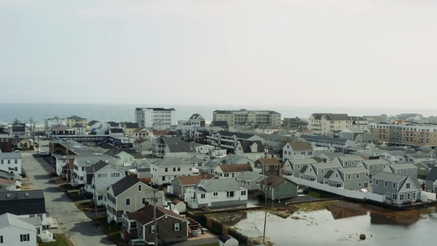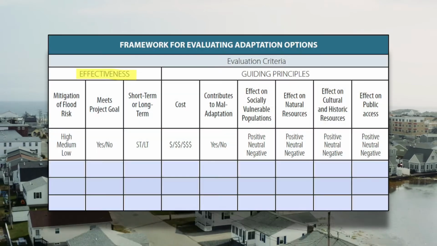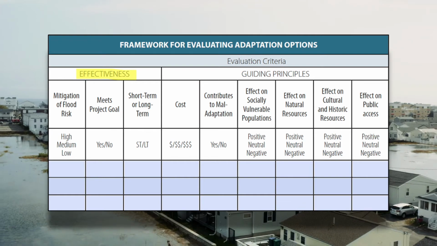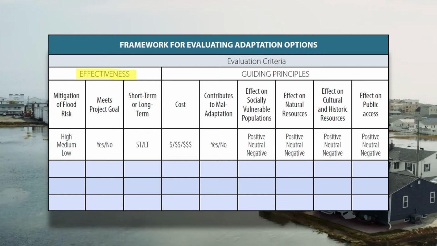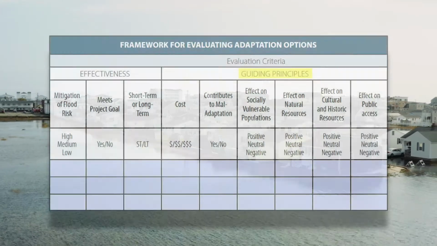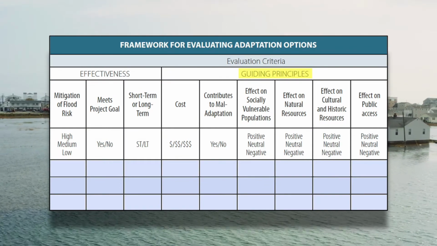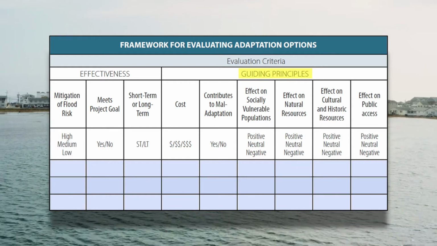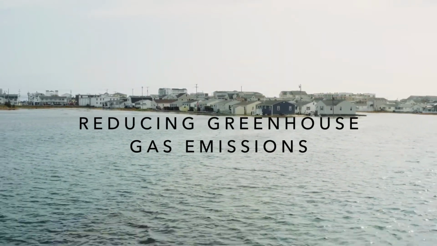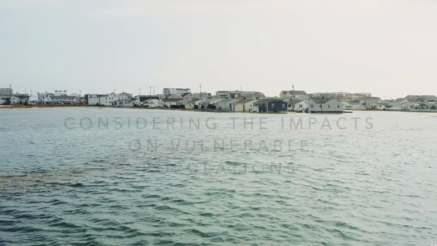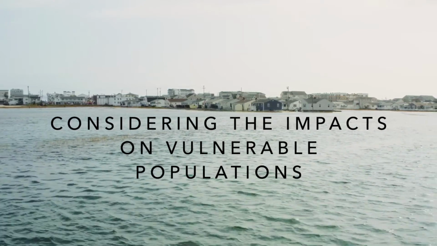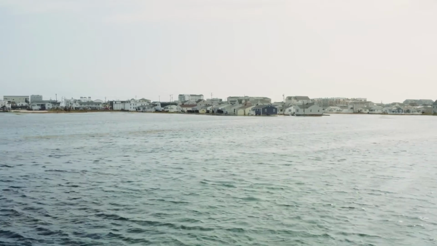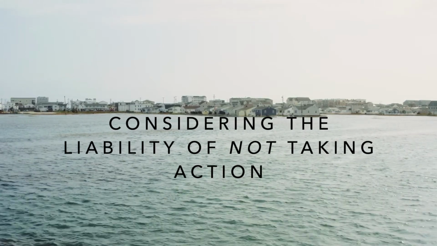The guidance worksheet, which appears at the back of the report, helps evaluate adaptation options based on the degree to which they mitigate flood risk and meet the project goals. The guidance also outlines a set of guiding principles, which should be considered when evaluating options. These include, for example, reducing greenhouse gas emissions, considering the impacts on vulnerable populations, adopting a flexible adaptation approach, and considering the liability of not taking action.